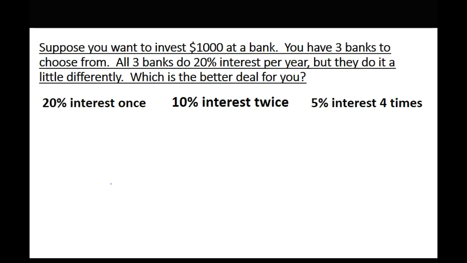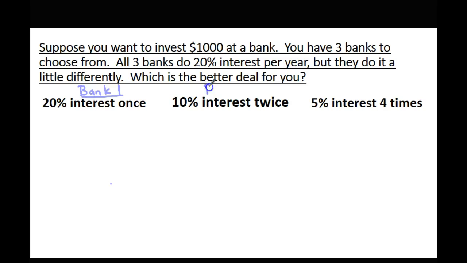So one of the banks gives you 20% interest, but they do it all at once at the end of the year. So you put money in there, and then at the end of the year, they'll give you 20% add on to that, which, by the way, no bank would do. That's a really high amount. They barely do anything. But that's one. Now let's look at another one.